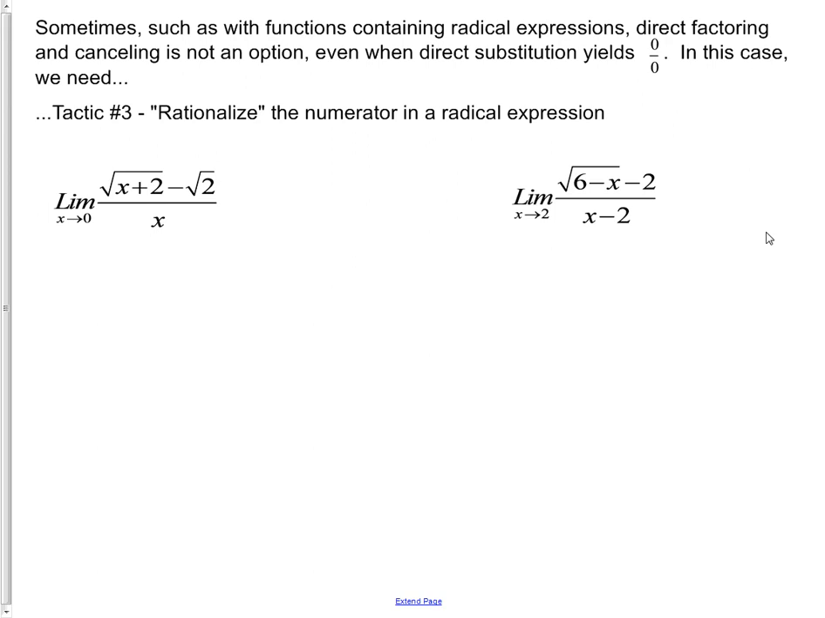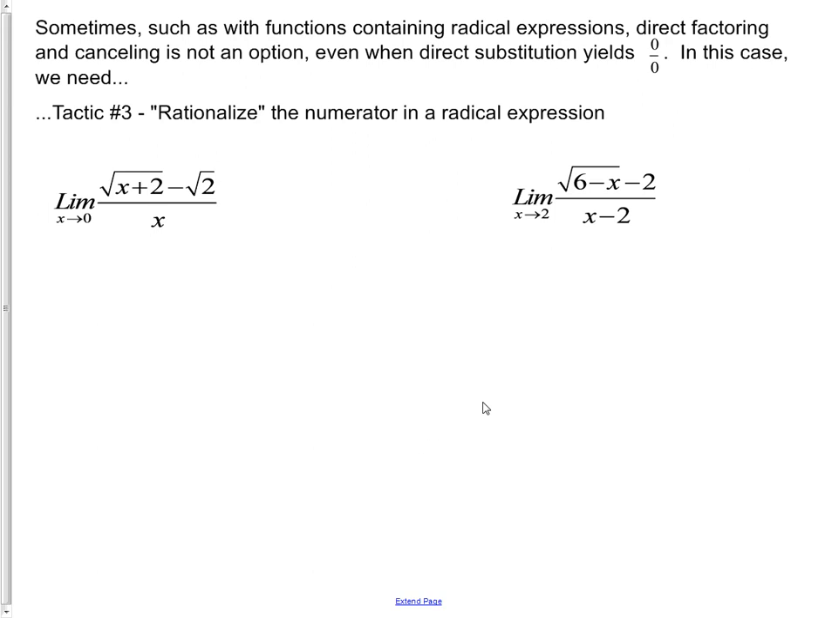So sometimes trying to evaluate a certain kind of function by direct substitution yields the result 0 over 0. And when that's the case, there are other tactics that we have in order to rationalize those kinds of functions. And the third kind of tactic we're going to take involves radicals. Namely, we're going to rationalize the numerator, if that's the case.